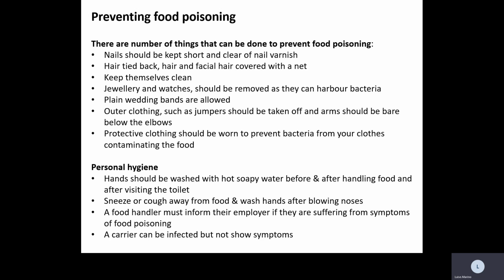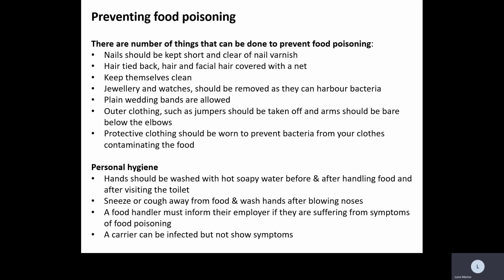Outer clothing such as jumpers needs to be taken off, and arms should be bare below the elbows. So protective clothing should be worn to prevent bacteria from your clothes contaminating food. It's not to prevent your clothes from getting dirty, it's actually to stop your clothes from contaminating the food that's being made.